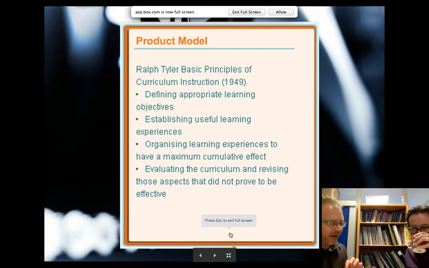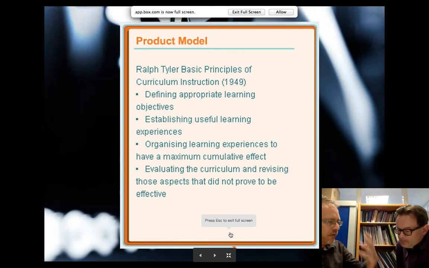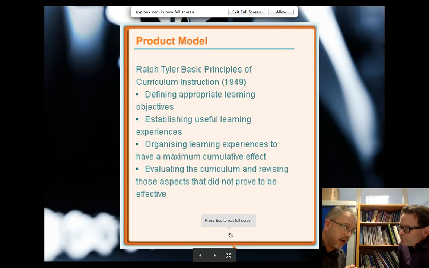But what it has done is it's had a sort of incremental rolling snowball effect, gradually gaining momentum and gaining in size, until actually, if we look back over the last 60 years and consider where we are now against where we were before, we can see that Tyler's objectives model, or the product model as it's called, of curriculum development has had a profound impact. No more so, I think, than in further education. Above and beyond what happens in schools or universities, in further education, the product model is king or queen.